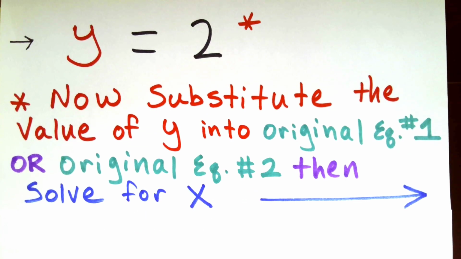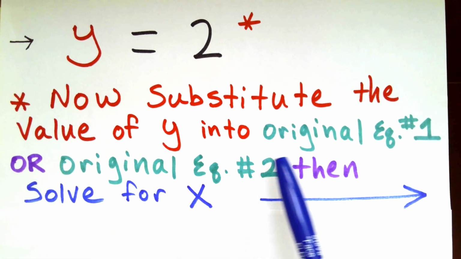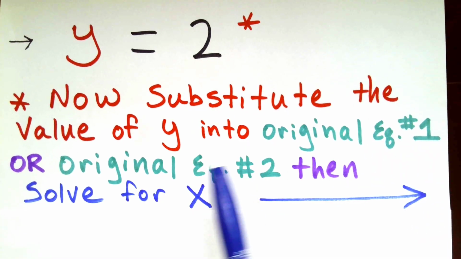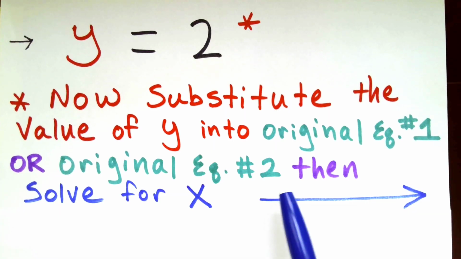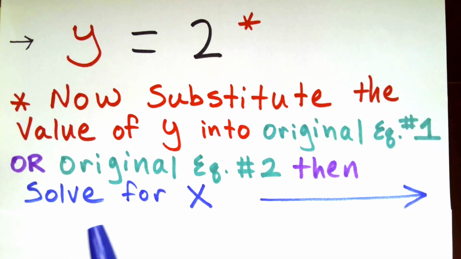Now you can substitute the value of y, which is 2, into original equation number 1, or, it's up to you, original equation number 2. Then solve for x. Let's go ahead and take a look and see what that looks like.